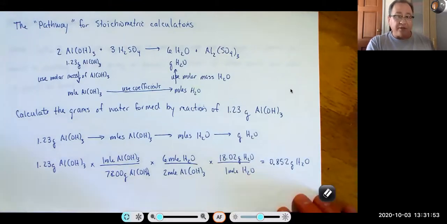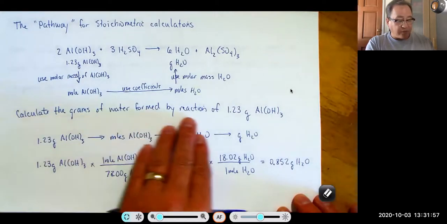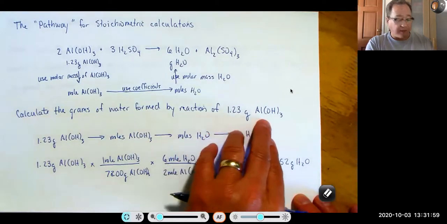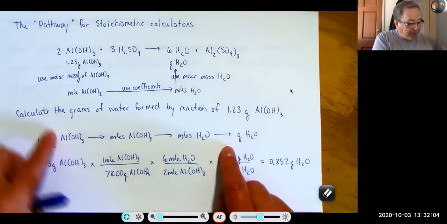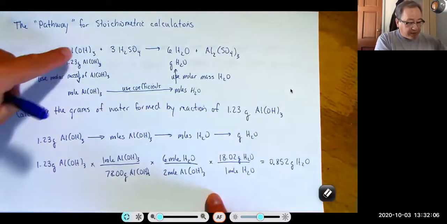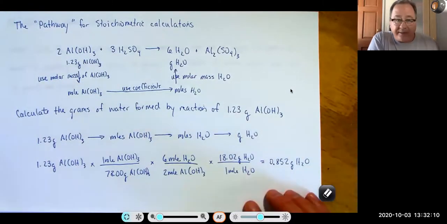Okay, so let's take a look at this example. Calculate the grams of water formed by the reaction of 1.23 grams of aluminum hydroxide. So here's the pathway. And this pathway here is the same as this one right here, only I've written it linearly instead of this box shape.